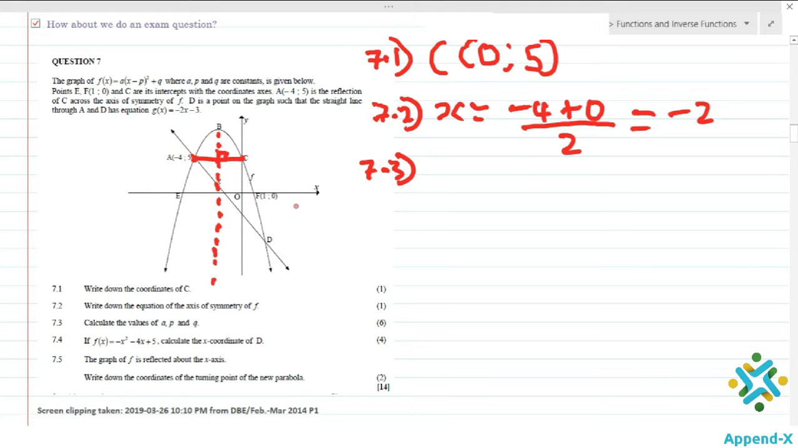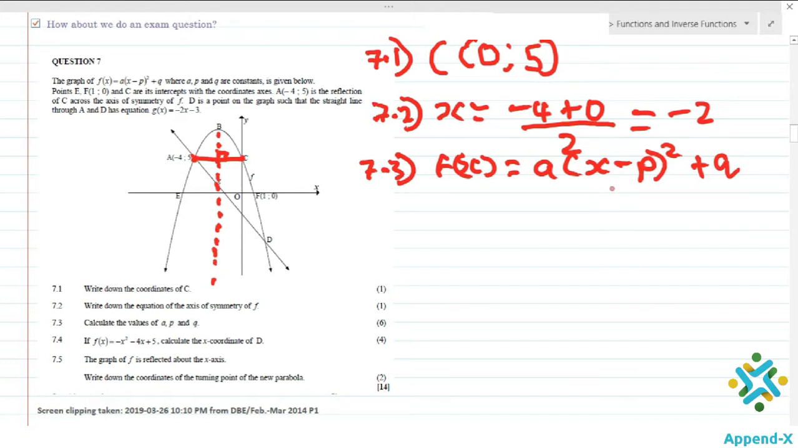We are now on the third part of the question, which is 7.3. It says calculate the values of a, p, and q. We will first determine the value of p since we have the equation of the axis of symmetry already. Now we are given the equation of the graph as f(x) = a(x - p)² + q, okay?